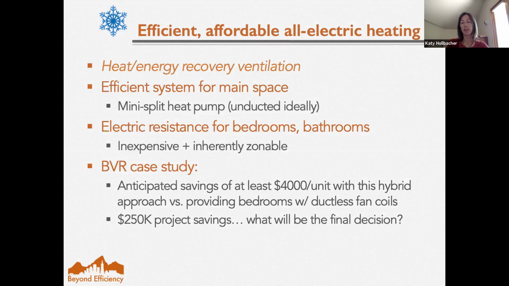So things don't have to be all or nothing. You can get creative and think about where the biggest air, room spaces are to focus energy and potentially prioritize that high efficiency system there.